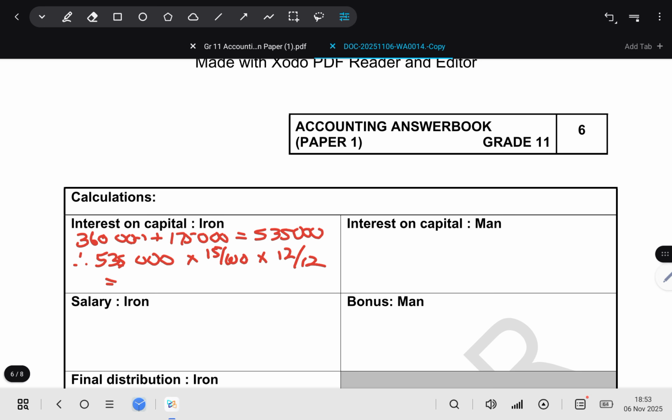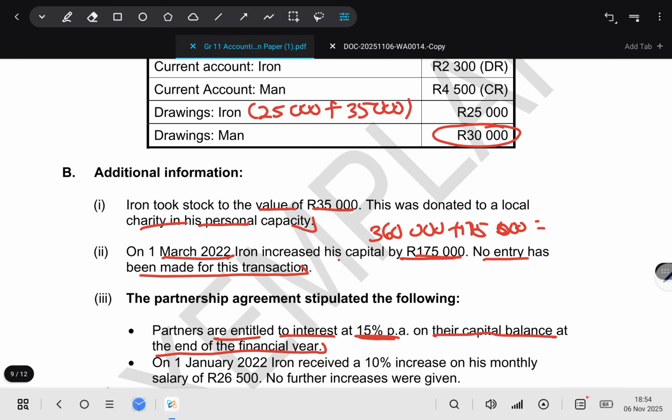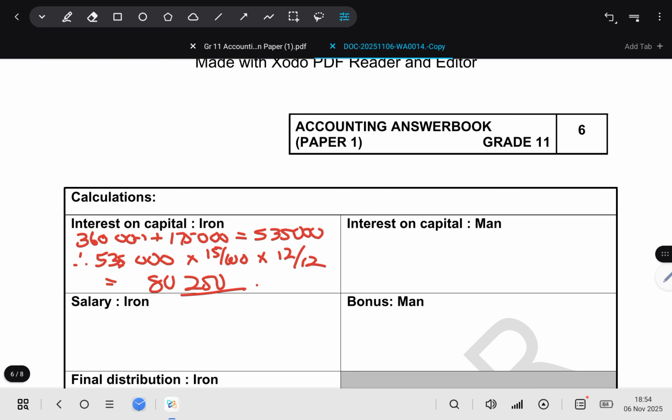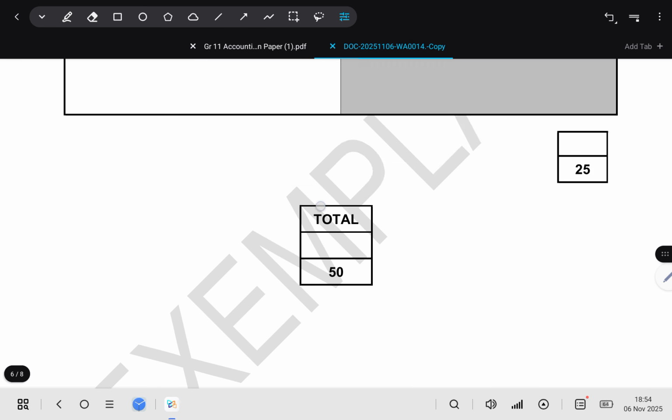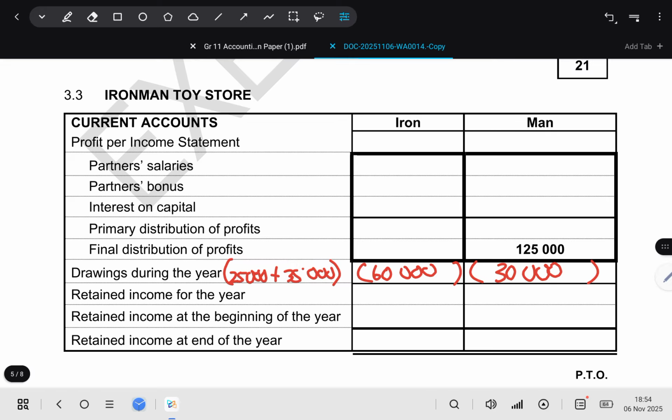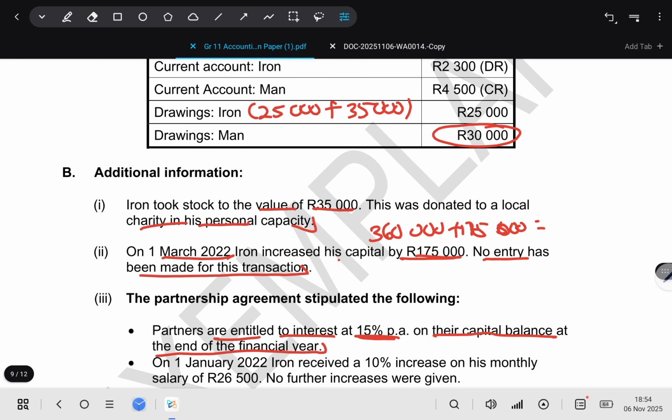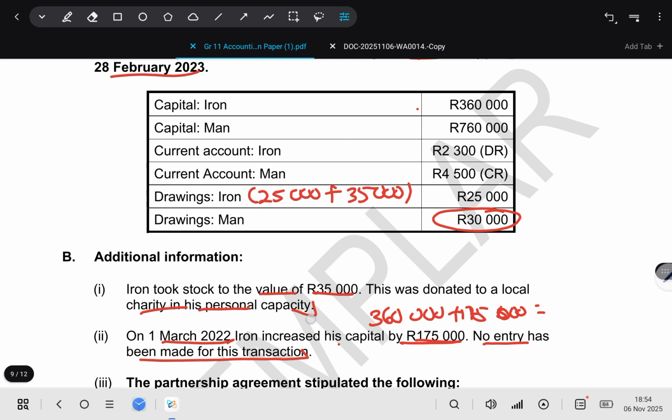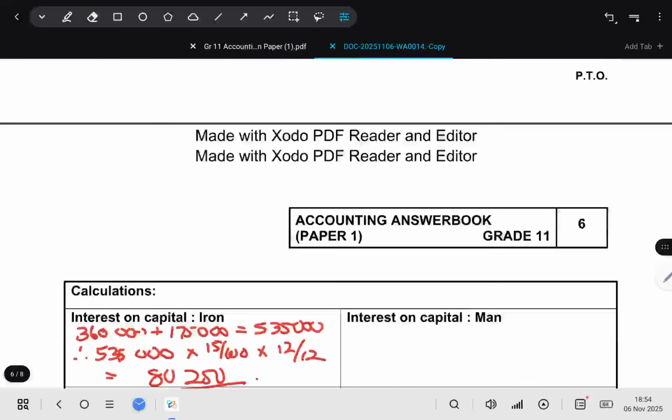So if you say 535,000 multiplied by 15 divided by 100, it gives us 80,250. So his interest on capital for Ion, we are going to write 80,250. Interest on capital, 80,250. And then remember, interest on capital for Man remained at 760,000.